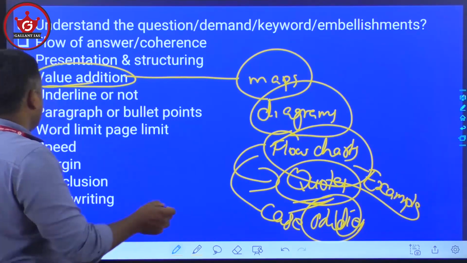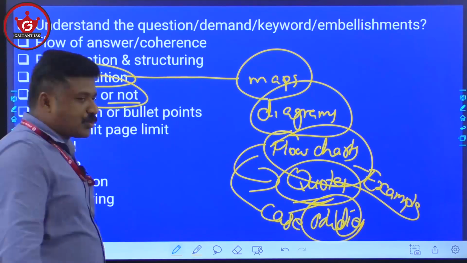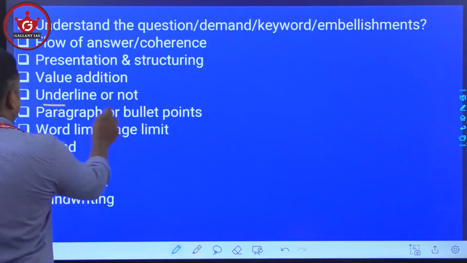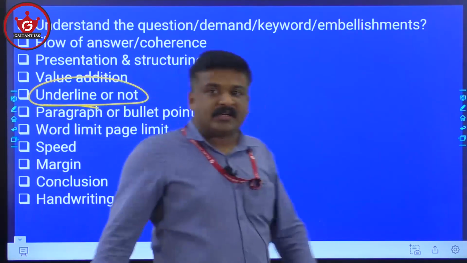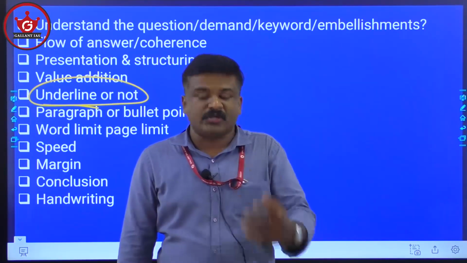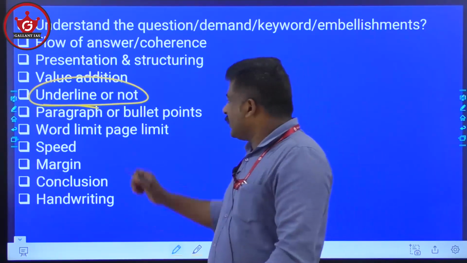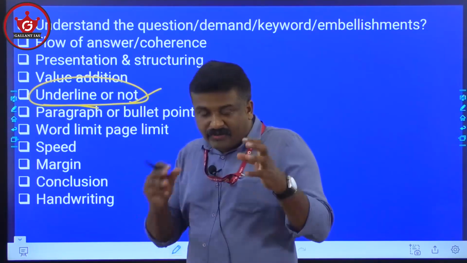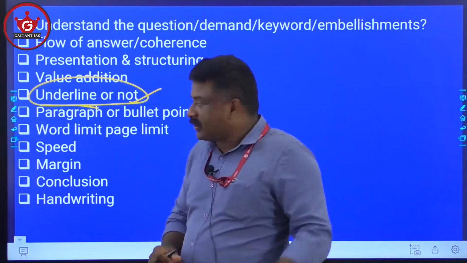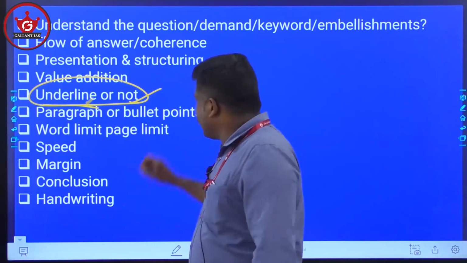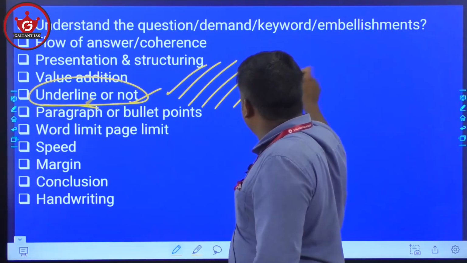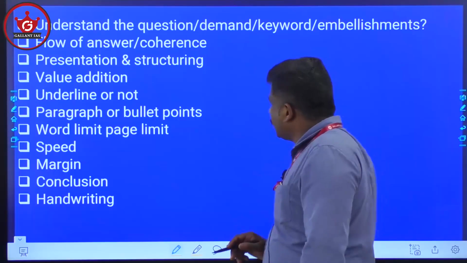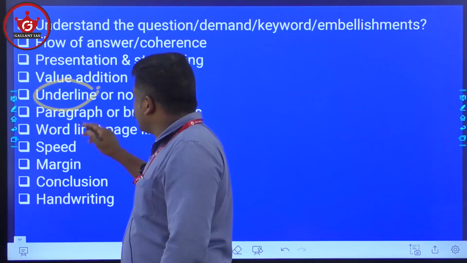Nothing wrong in that. Underlining or not is another question. Most of the students are confused. Underlining means you just underline the keywords only, whichever you feel the examiner must notice. The most important keywords only, things which you feel are a very important part of the answer, or very crucial things the examiner must notice. Such words only you underline. It should not be like everything is underlined, like ruled paper. It should not be like that. Don't underline each and every word in the answer. Underline only the valid key points.